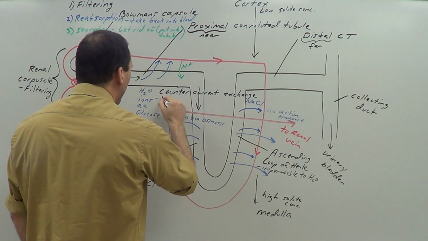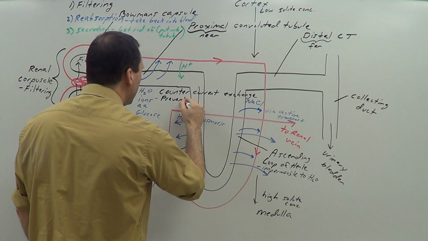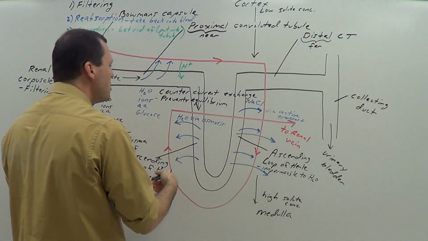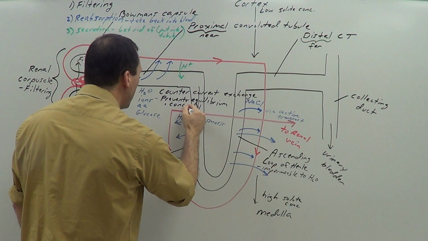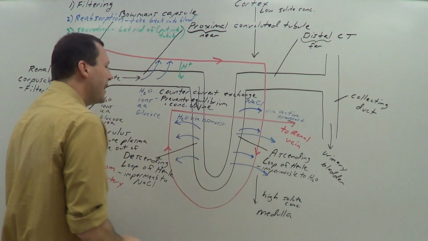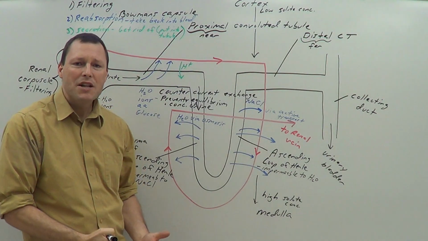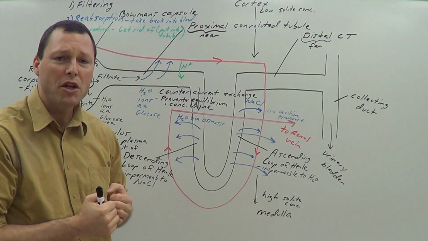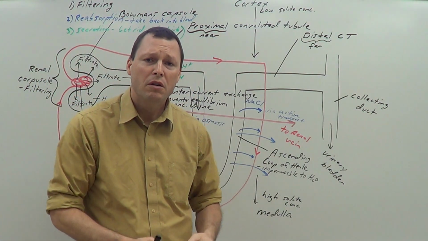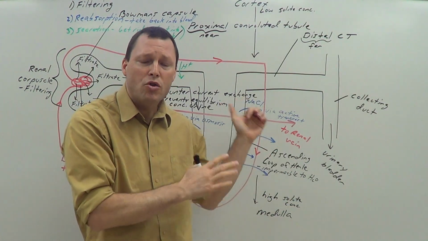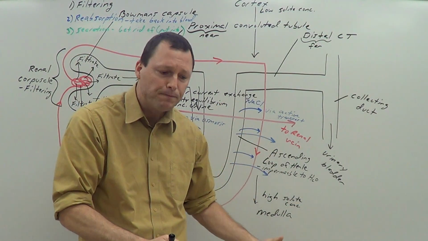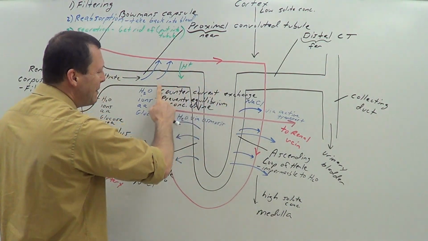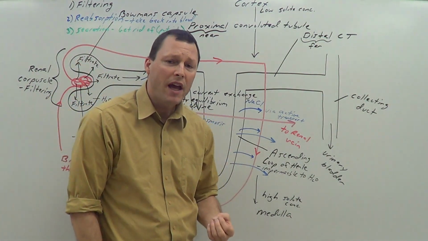Countercurrent exchange, what I'm going to write here is prevents equilibrium. In other words, it allows us to concentrate our urine. Now what I mean by concentrating urine is that it allows us to remove as much water as possible from that urine. We need a little bit of water in the urine to help make the nitrogenous waste, the urea, soluble, but we don't want to lose too much water. And that's what this process is all about. It's about taking back as much water as we can.